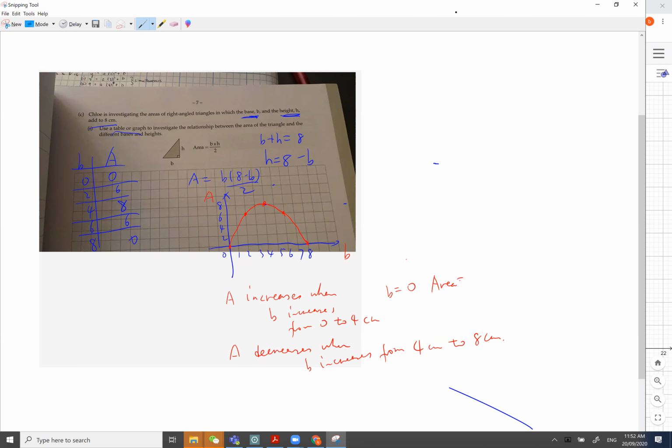If B equals zero, area just zero. This height equals 8. If base equals 8, height equals zero. The area again zero. And B equals 4 cm, H equals 4 cm, area reaches the maximum value, which is 16 cm². That's this one, how you use graph to investigate stuff.